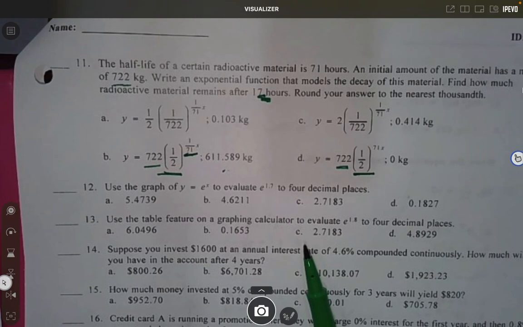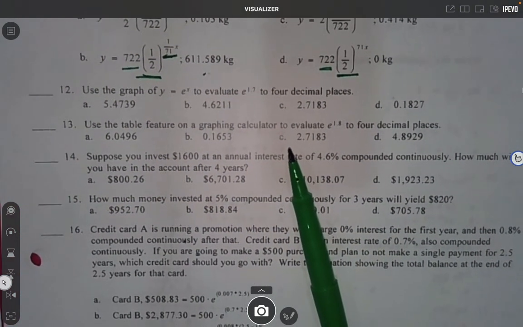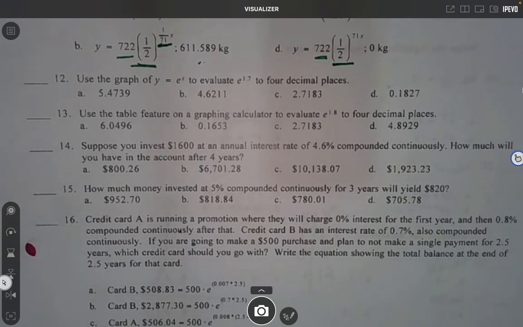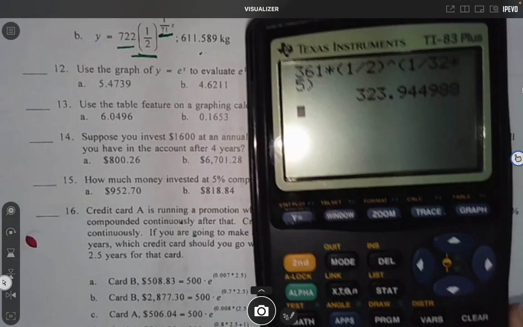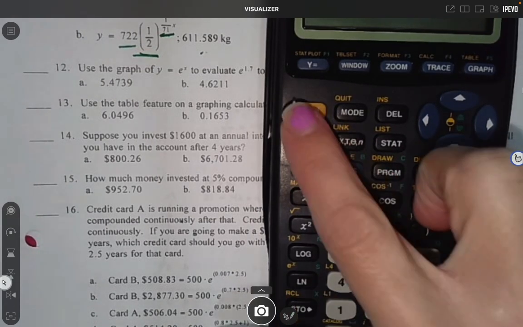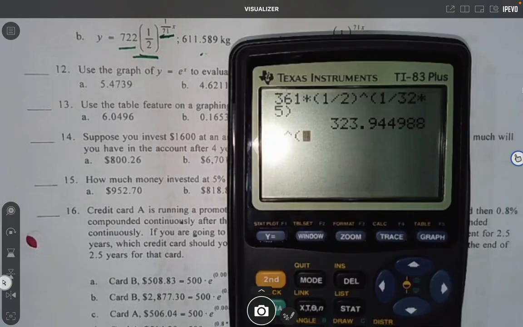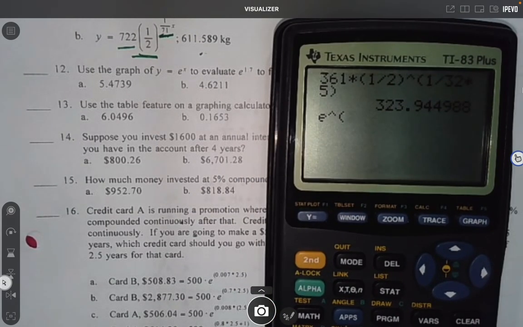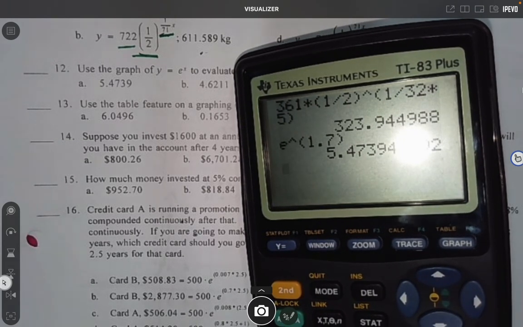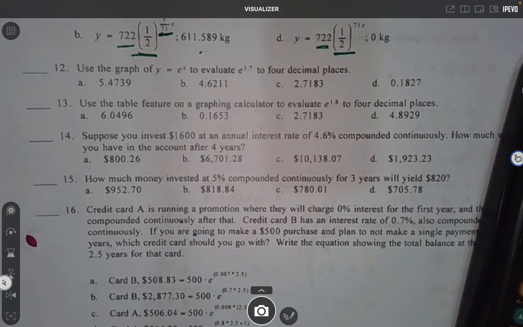Okay, all you have to do is plug what into your calculator? E to the, what does that say? 1.7. And just to make sure we know, E is right here, that E to the X. So I press second E to the X, and it's got the E there for me. Then I just type in 1.7, and it tells you how to round to 4 decimal places. So it's 5.4739, which is A.